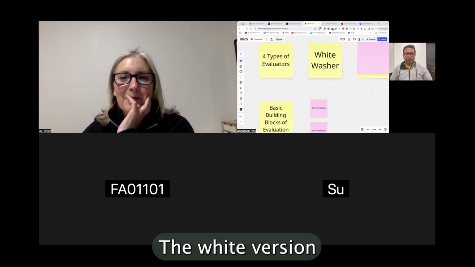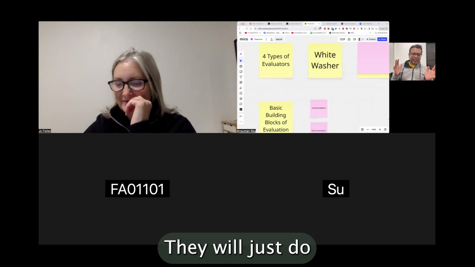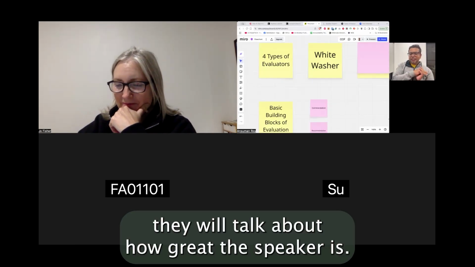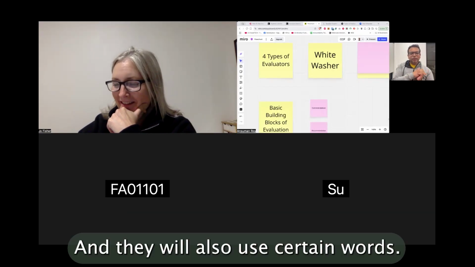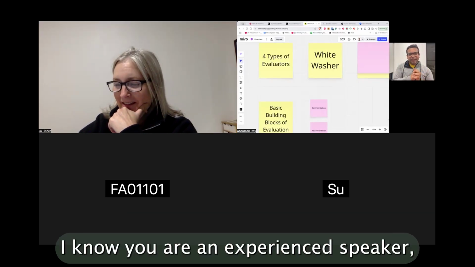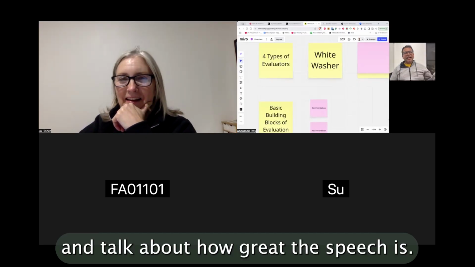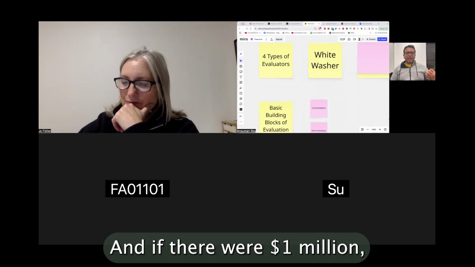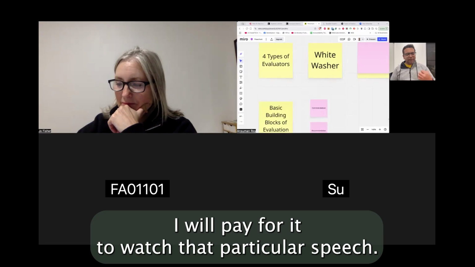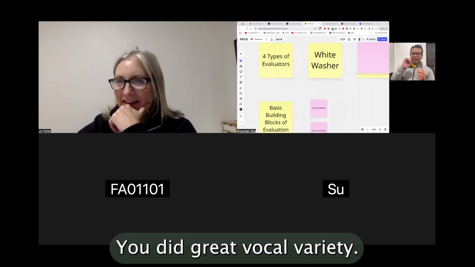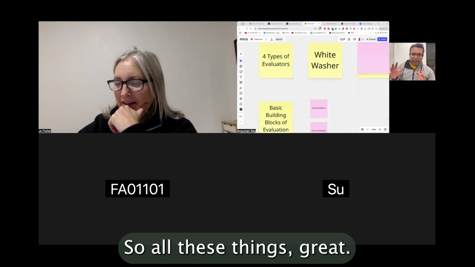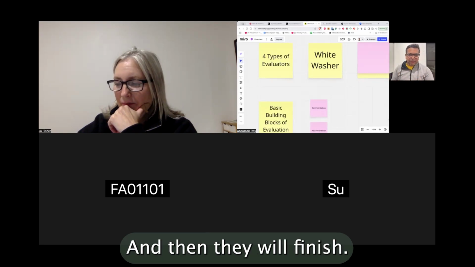The whitewasher. Now, I've seen the whitewasher coming in. They will talk about how great the speaker is, and they will also use certain words. I know you are an experienced speaker, and they will go to history and talk about how great the speech is. And if there were $1 million, I would pay for it to watch that particular speech. You did great vocal variety. You did all these things great, and then they will finish.